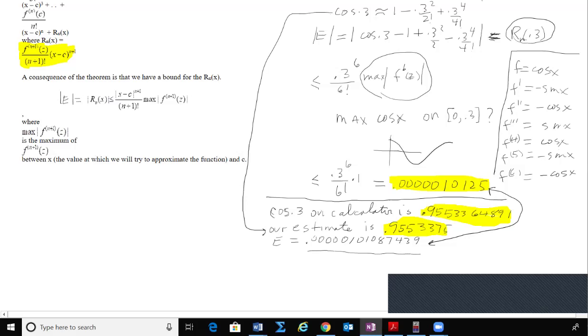And the question is, is that less than the predicted value? This is the predicted value, the bound on the error. And you'll notice that this is less than that number. This is 10108. This is 1012. So our number that we got is actually within that predicted bound for the error. Okay, so that's the idea.